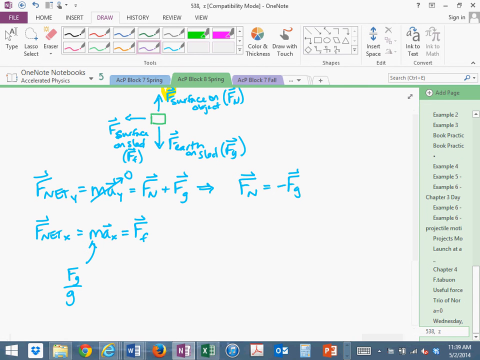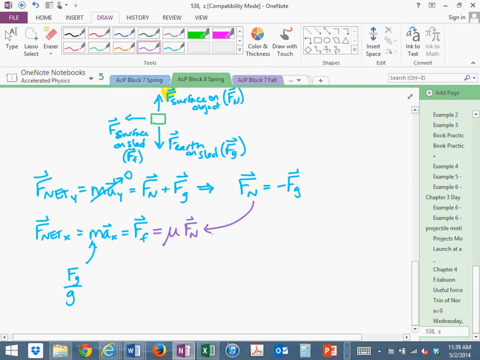Can I find Ff? Is there a way to find the value of Ff? Yeah, it tells you the coefficient. So we can say that Ff is equal to mu times, what was it? Fn? And we can find Fn from there. Is this making more sense now?